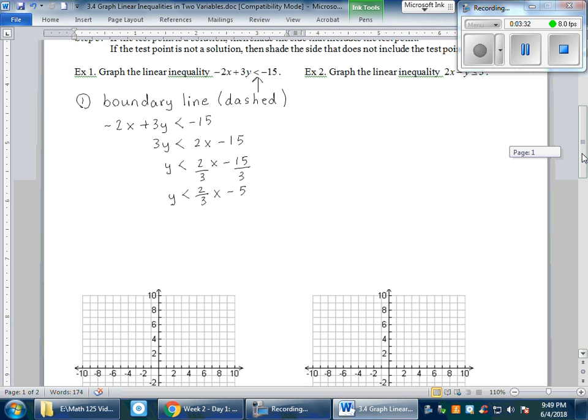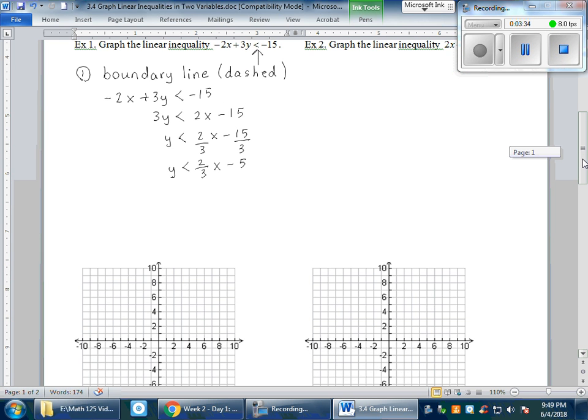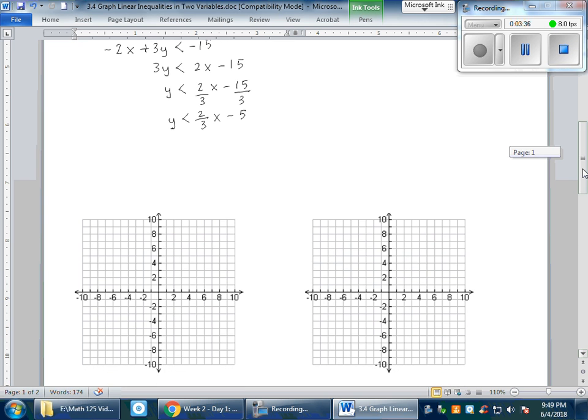Then what we're going to do is we're going to draw the boundary line. My y-intercept is negative 5, which is way down here. And then I'm going to count the slope, which is go down 2 and then to the right 3 units. So 1, 2, 1, 2, 3 units to the right. So here's another point.